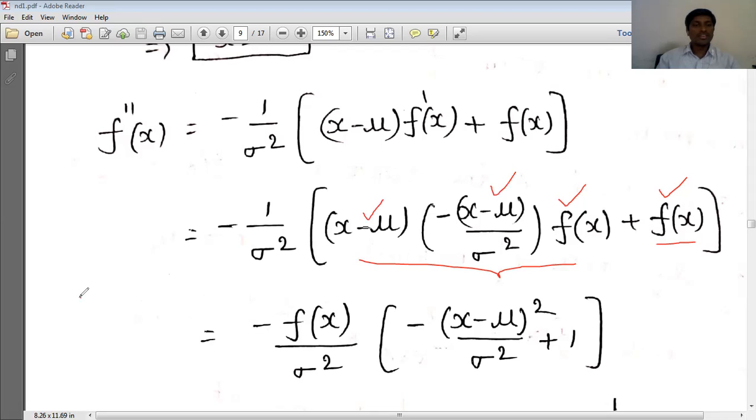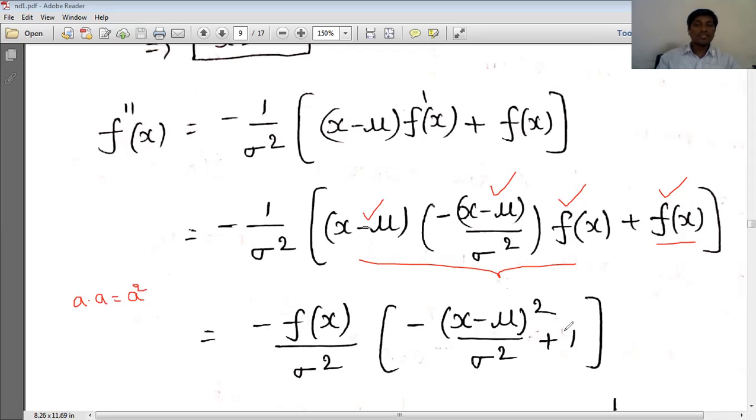So a into a is a square. In the same way, there it is x minus mu into x minus mu. So x minus mu into x minus mu means x minus mu whole square, minus we are writing as this by sigma square. And next we took f of x as common. So what about the remaining? Plus 1.